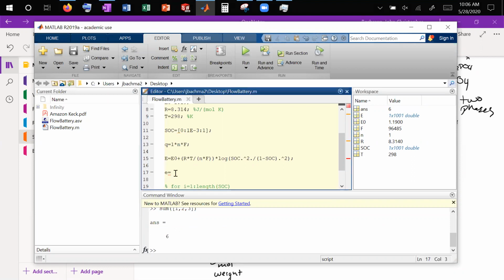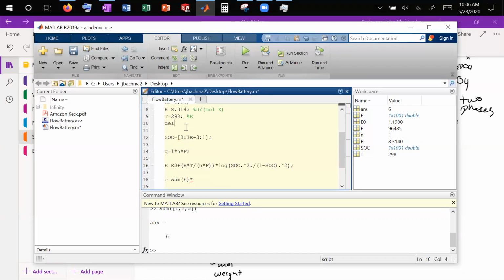So this is going to be equal to the sum of the vector E, right? So we'll add up all of E. We'll have each one of those things multiplied by, we'll call this our del SOC. So we have 1 e to the negative 3. And so this would be our del SOC. So this will be multiplied by our del SOC times our Q.